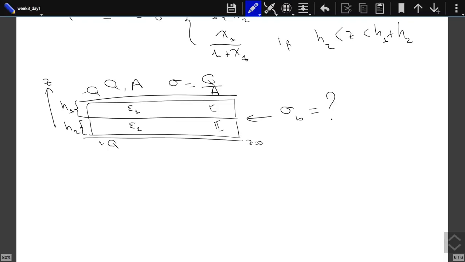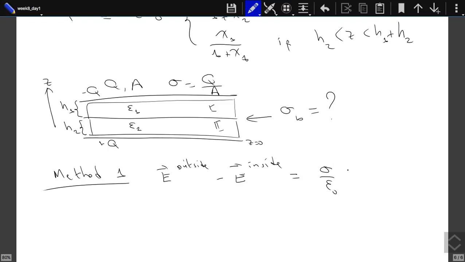Well, we can go through the electric field. That is one possibility. Well, let's do it in various methods. Method one. Over any surface, the electric field outside minus the electric field inside is always equal to sigma over epsilon zero in the normal direction. Normal direction being the direction from inside to outside. So we can use this result.